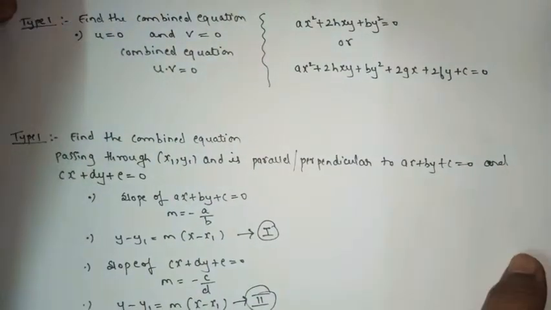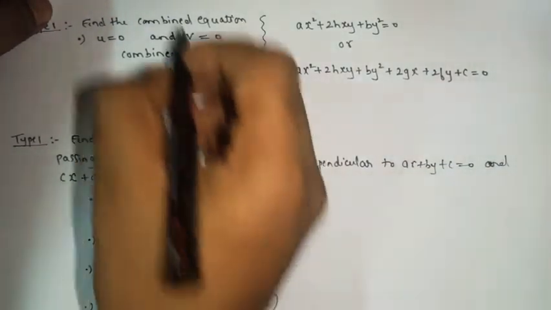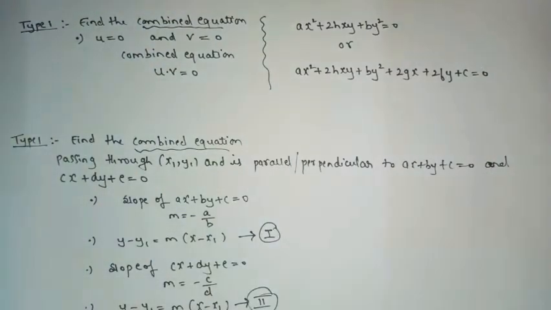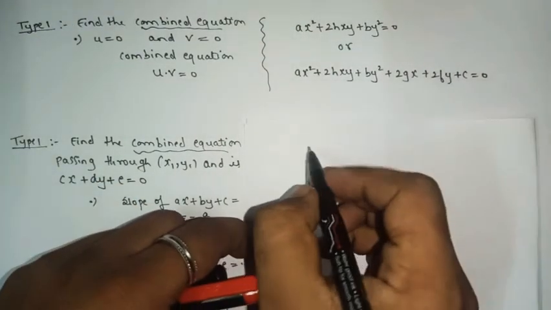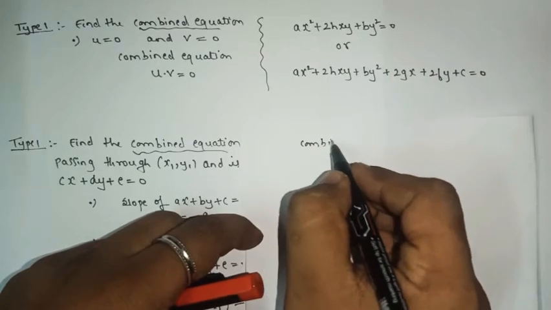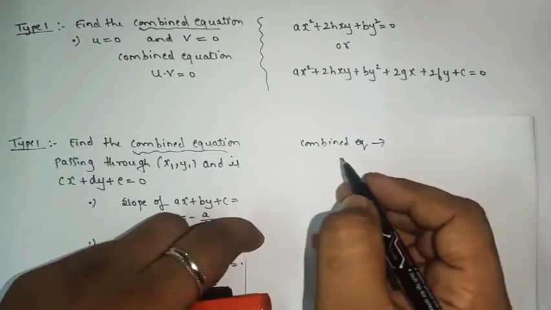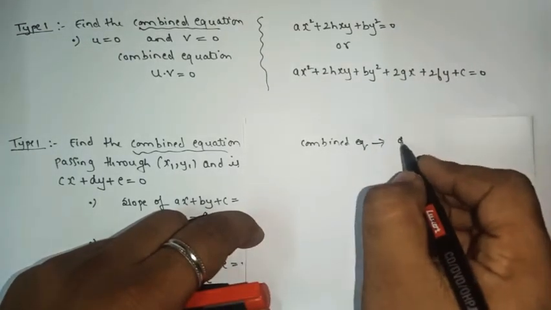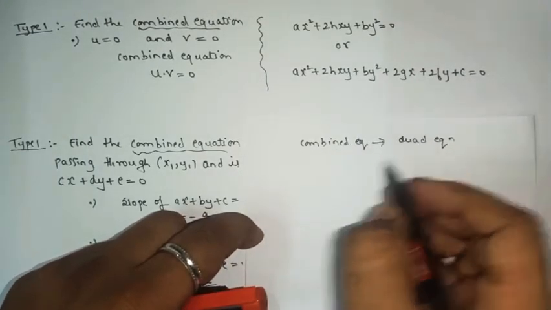In type number one, you have to find the combined equation. Now listen here. What do we mean by the combined equation in this chapter? I will explain in simple language. Combined equation means what? Combined equation means that when you combine two equations, you get one quadratic equation. So remember like this: combined equation means quadratic.